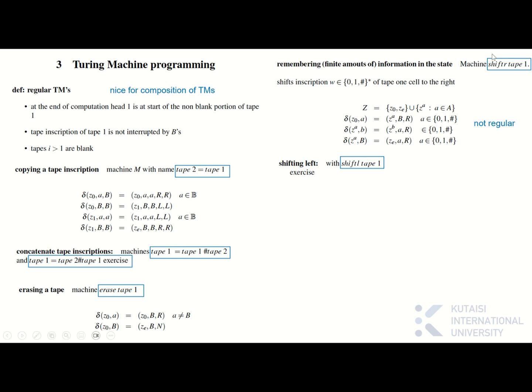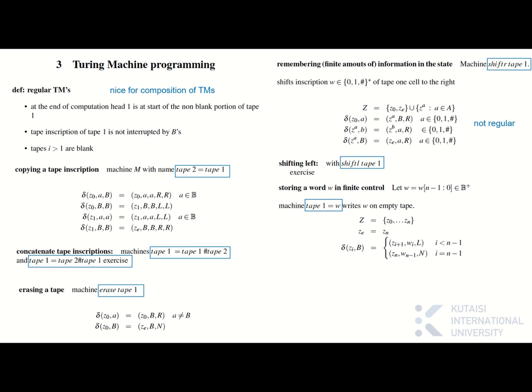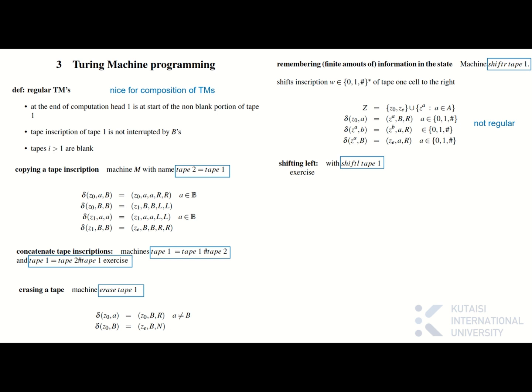So this machine, by the way, is called Shift R tape 1, so shift right. So you're moving right. There's also a shift left Turing machine on one tape. This is an exercise, to shift everything left. Okay, now if you understood this one, I'm giving you a string. Write it down on the tape. How would you do it?